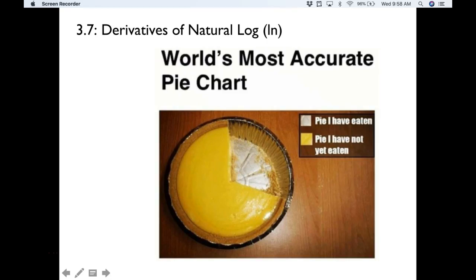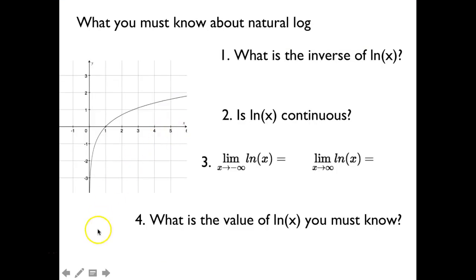Okay guys, today we're doing 3.7, derivatives of natural logs. Let's get started. First thing, just like when we were doing the derivatives of exponentials, let's remind ourselves of some properties of the natural log.